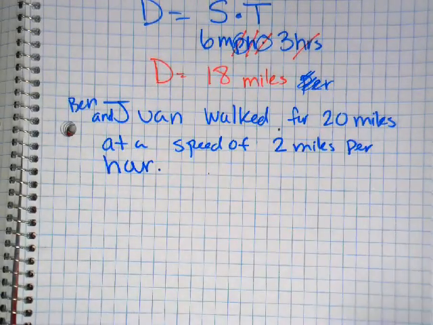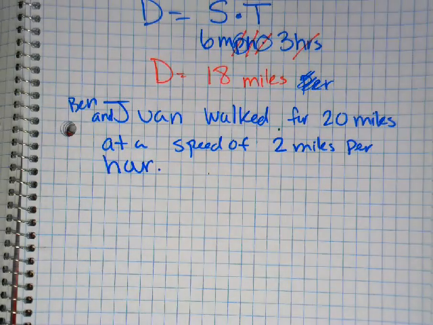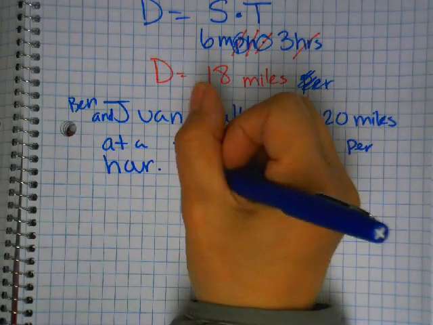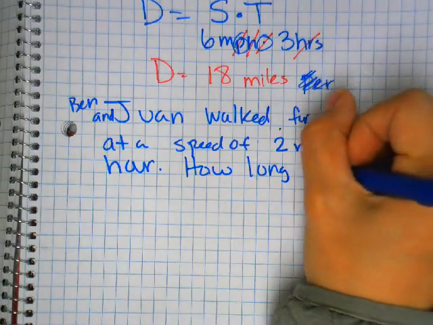Okay. Ben and Juan walked for 20 miles at a speed of 2 miles per hour. So it's a nice brisk walk. Good. All right. What am I going to ask you? Distance, 20 miles. Time. So how do I ask for time? How long did it take?